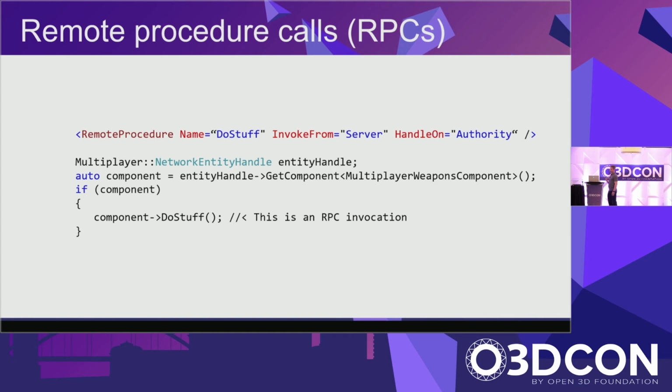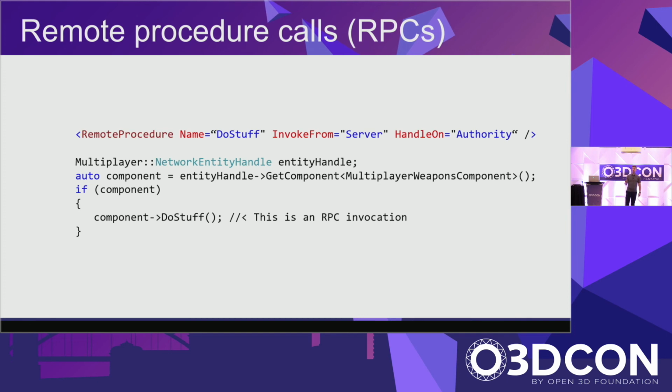Instead, you'd want to write a remote procedure call. So in this case, if it's a server privileged operation, we do invoke from server. That means anyone that has that entity in a server role, so any of the servers in your simulation, can invoke this RPC and handle it on the authority.